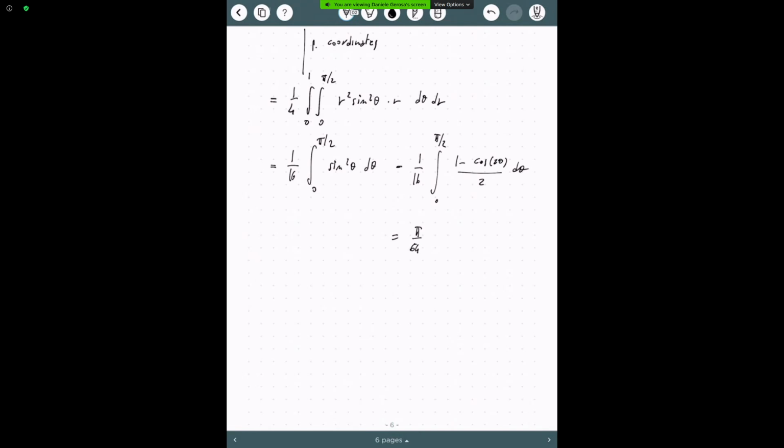Right? Because we just split it, and then you get minus 1 divided by 16 times sine of 2 theta divided by 4 between pi divided by 2 and 0. And this is equal to pi divided by 64.